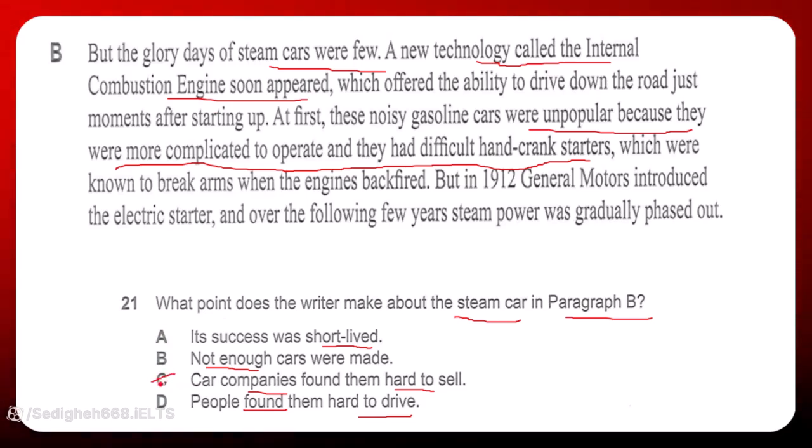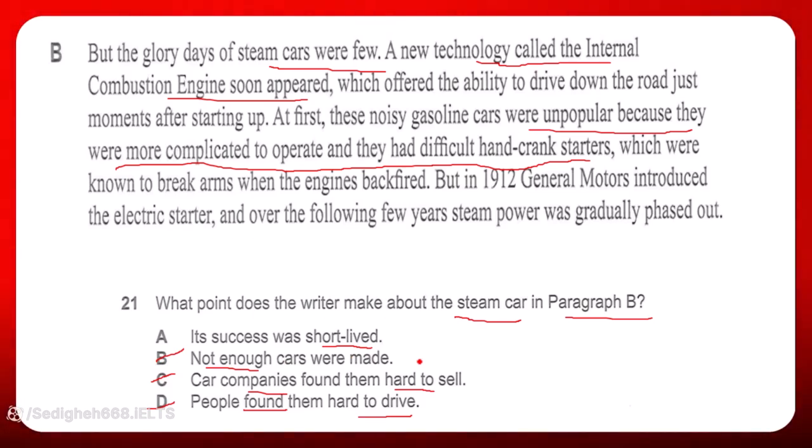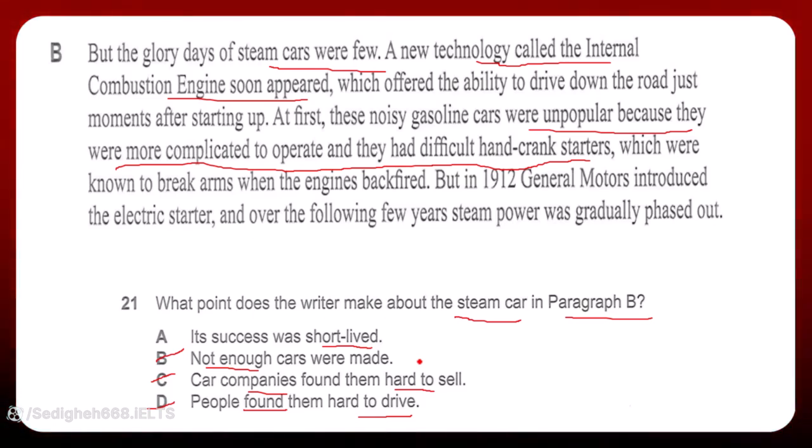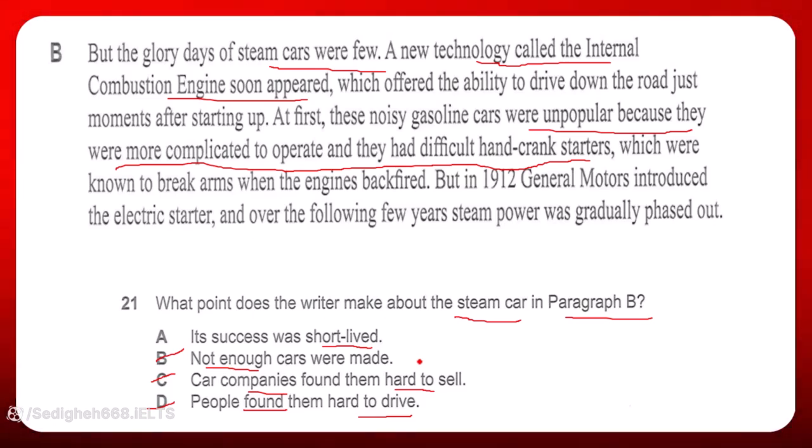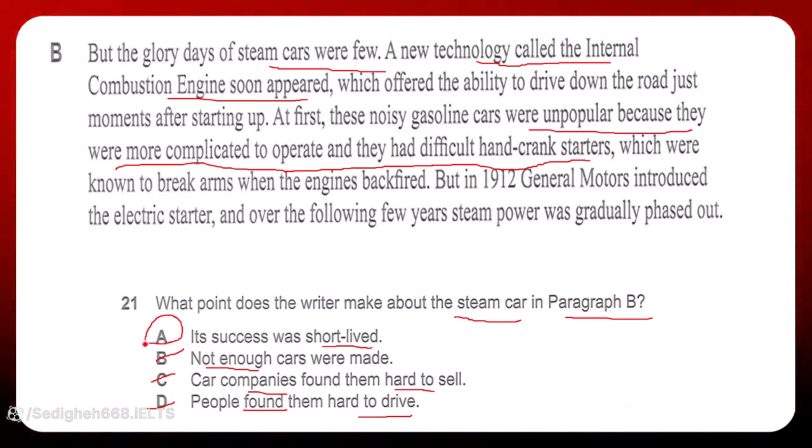And letter C, car companies found them hard to sell. Here we can't see anything about whether it was hard for the car companies to sell them or not. And then also not enough cars were made. We can't find any information about the number of cars, whether they were enough or they weren't enough. So the only option left is letter A.